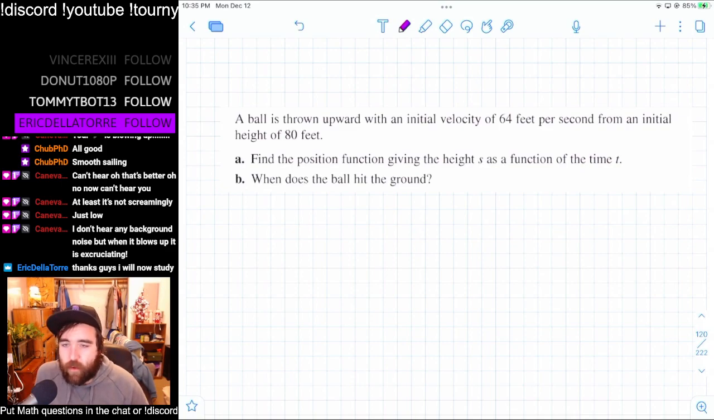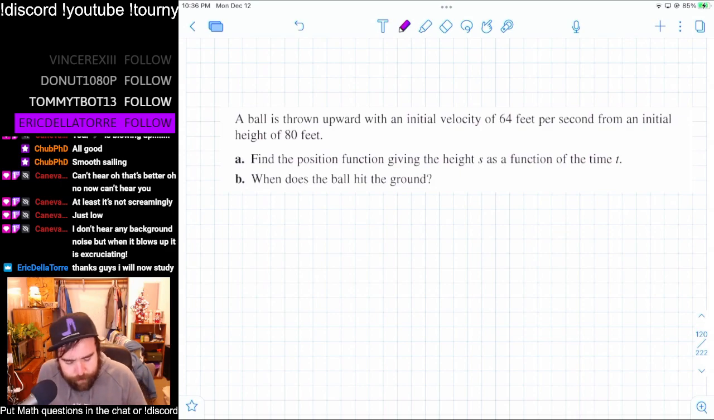So a ball is thrown upward with an initial velocity of 64 feet per second from an initial height of 80 feet. Find the position function giving the height s as a function of time t. Find the position function. Okay. So how do we do this? Well, let's say we don't really know any equations.